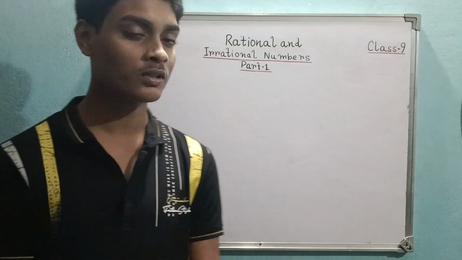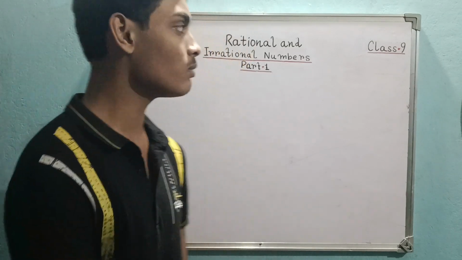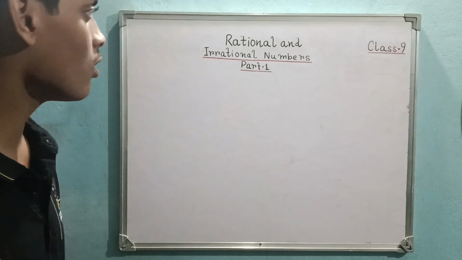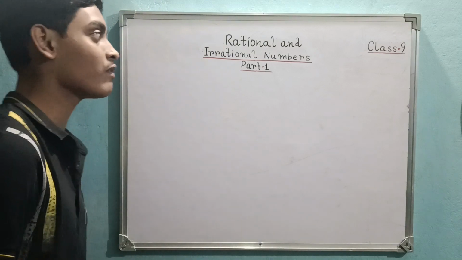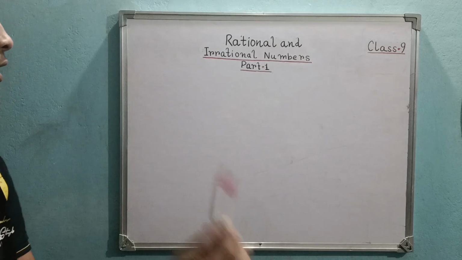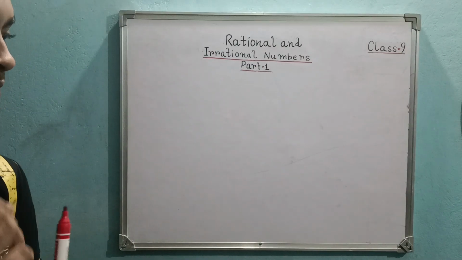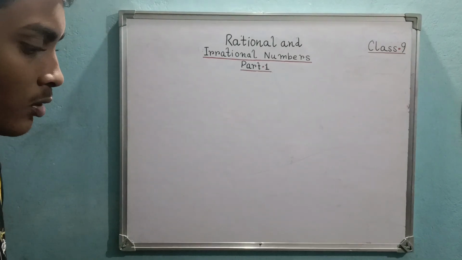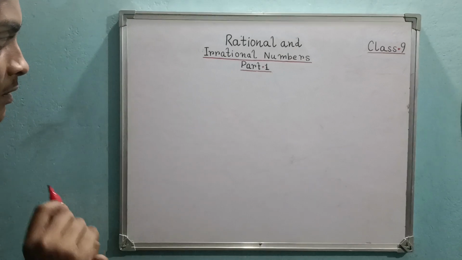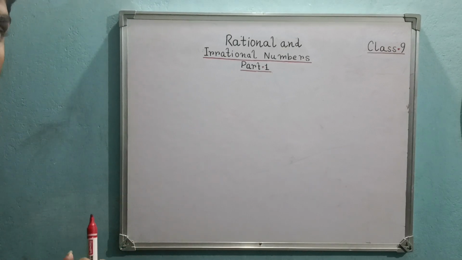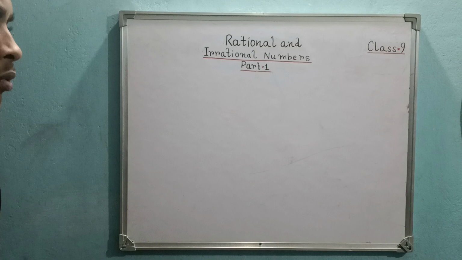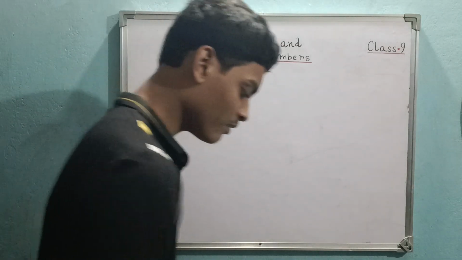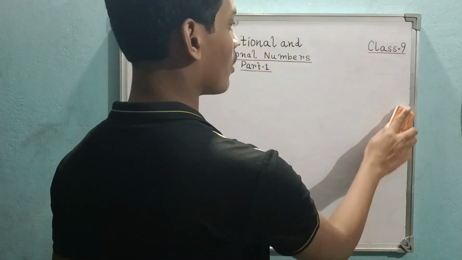Alright, without wasting much more time, let's get into the content of the video, which you can see on your screen: rational and irrational numbers, part 1, class 9. This chapter is all about understanding. You have to understand the core concepts, and the sums are actually quite normal. So let us see what we will learn today.